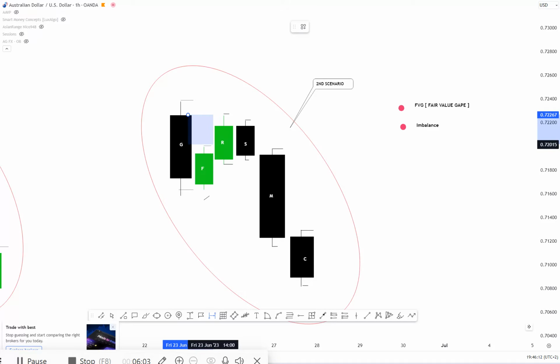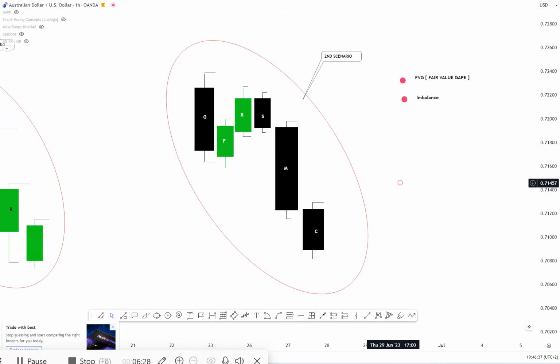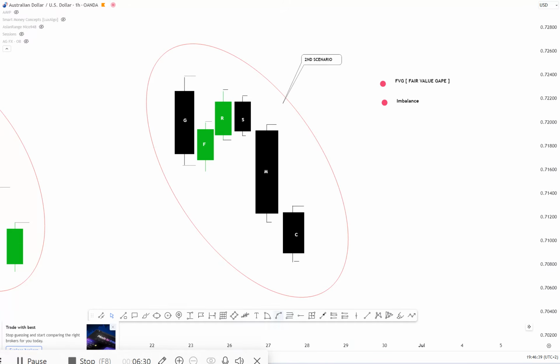This is not a valid imbalance, because all these candles are in the body, or you can say in the shadow, of this G candle. The candles are in the shadow of the G candle. If the market has clearly broken the previous candle low, then these candles have their own values. So for finding imbalance, we need to find our three candles.